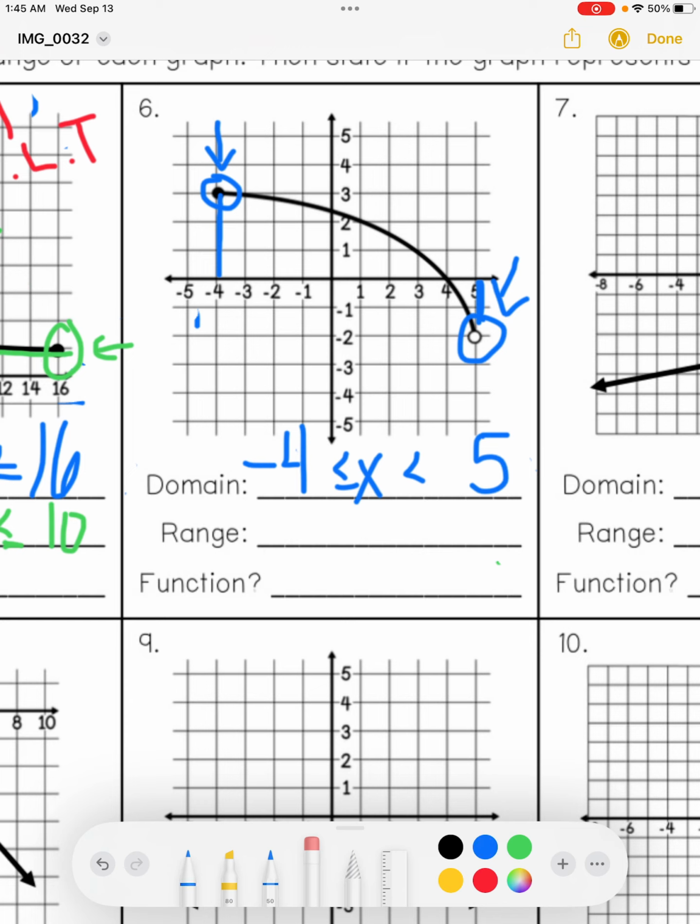Range uses what kind of values? It uses y values. So we're going to just start off by saying y. And then we ask ourselves, well, what directions do the y values go? They go up and they go down. So we're going to go from the bottom to the top. Let me write this out again. We're going to go from the bottom to the top.